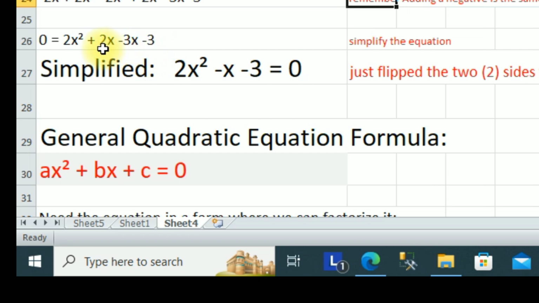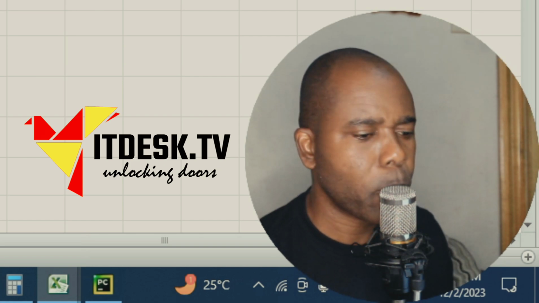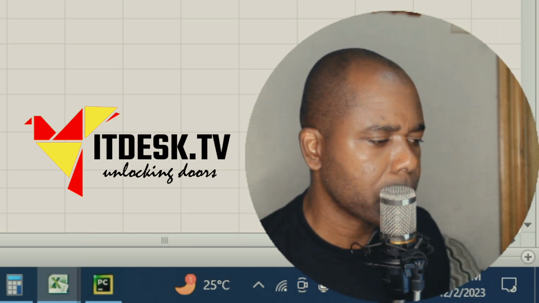Remember when we said adding a negative is the same as subtracting a positive. So we simplified. If we just wanted to simplify the equation, it would now read 2x squared minus x minus 3 equals 0. And we flip the 0 around for readability. Now, it brings us to another point in the equation.